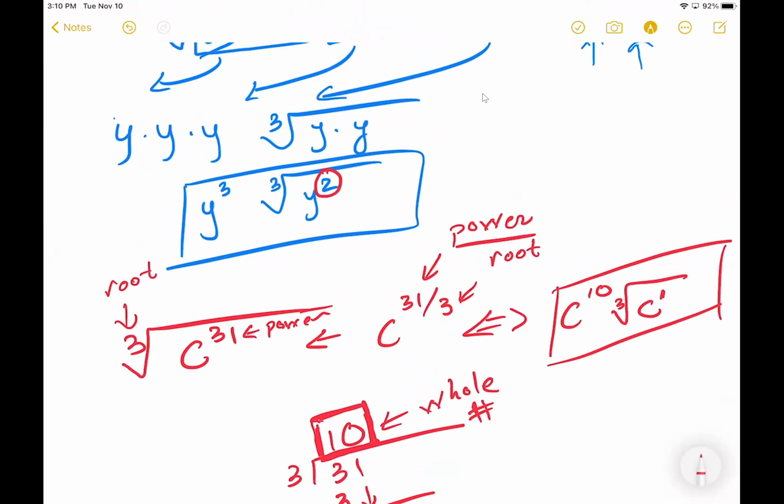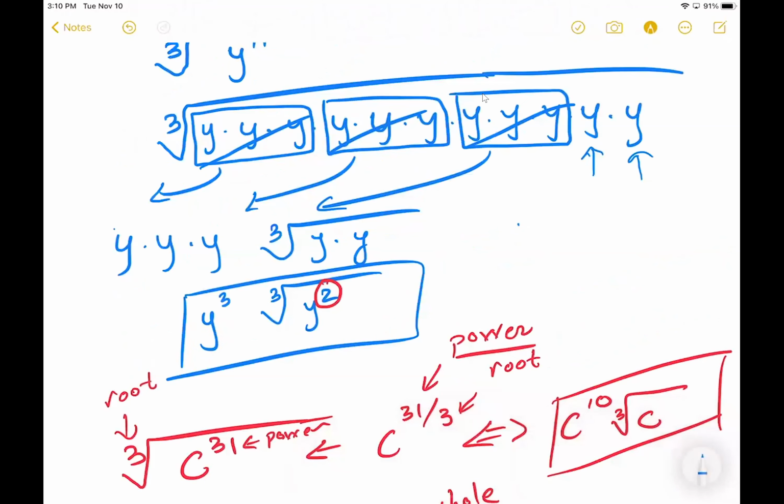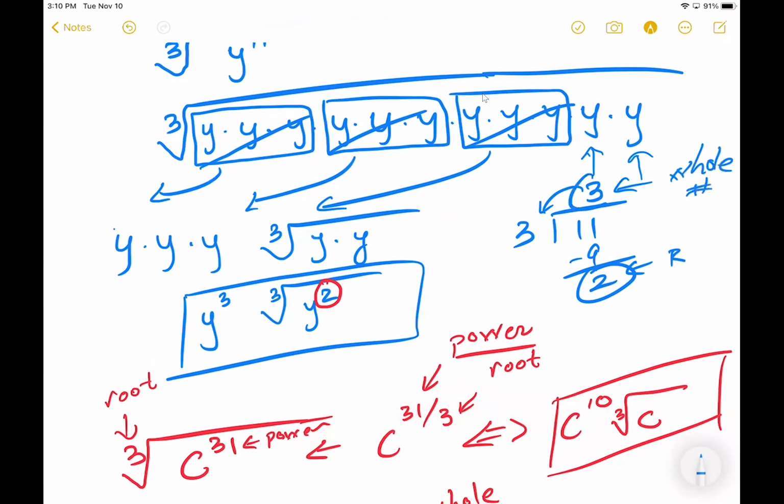Look at this, right? Let's go back up here. What do we have here? We have 3 divided by 11. 3 going into 11 is 3 times, and 3 times 3 is 9. Do you agree that this is what we have? We have the remainder of 2 and the whole number of 3, right? So this is my whole number, the 3, and this is my remainder. The remainder is still on the inside of your radical.